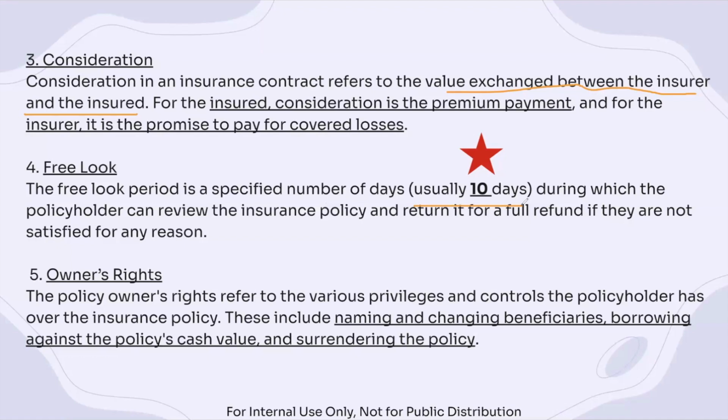With the owner's rights, this refers to the privileges and controls that the policyholder has over the insurance policy. So it may include naming and changing beneficiaries, and we'll specify in a moment what the ways to name beneficiaries are. Borrowing against the cash value, we'll also take a look at that too. And also surrendering the policy. So if they decide to stop paying premiums, as I mentioned, what will happen to the policy in that case?